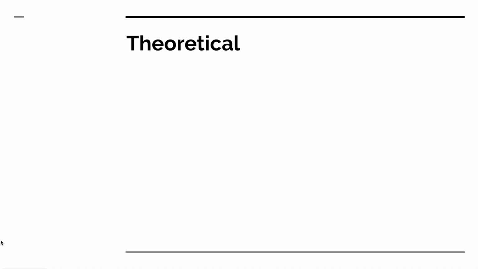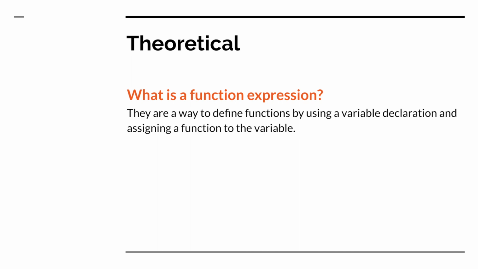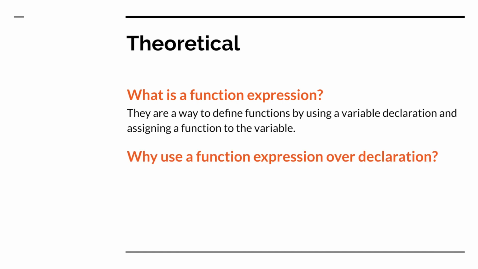Okay, on to some theoretical questions. So you might be asked what a function expression is. And as we mentioned earlier, they are a way to define functions using a variable declaration and assigning the value to a function. It can be a function declaration, it can be anonymous, and it can also be an arrow function. You might be asked why you would want to use a function expression versus a function declaration.